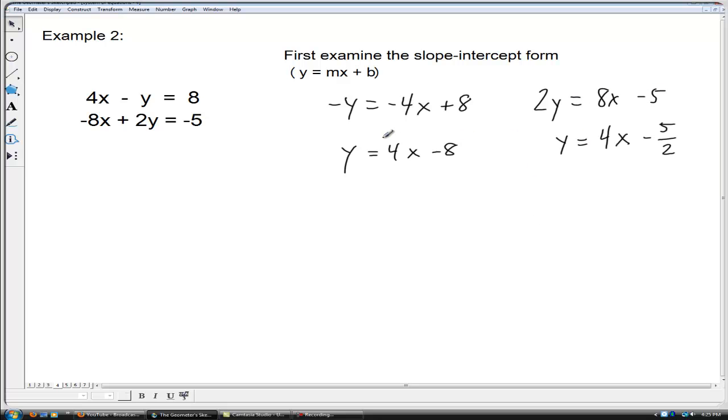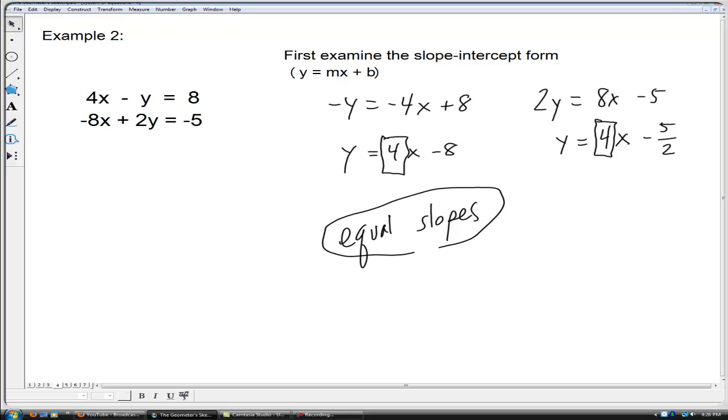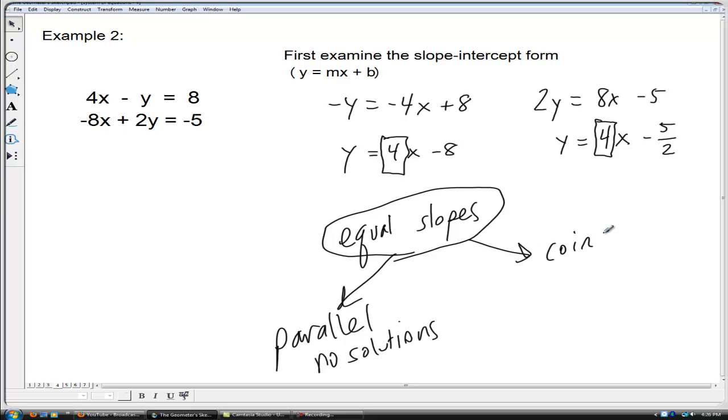And already I can see something which should stop me in my tracks. If we have an equal slope, we have two possible outcomes. Either the lines are parallel, which means there are no solutions, or the lines coincide, which means they're the same line. And in that case, we would have an infinite number of solutions. So in this case, how can we determine? We compare the y-intercepts. -8 is not the same y-intercept as -5/2, so we have our parallel lines.